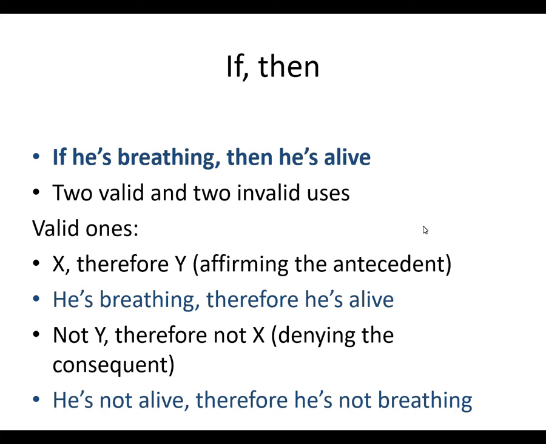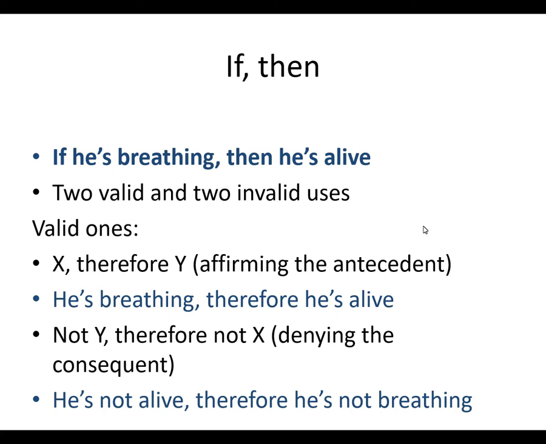Your two valid inferential uses of the if-then logical relation are: you can A the A, affirm the antecedent, say yes to the if, then yes to the then, and you can D the C, deny the consequent, say no to the then, no to the if. You can A the A and D the C. So what are the two invalid moves?